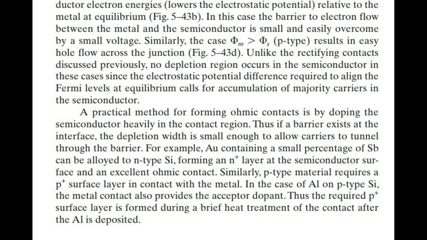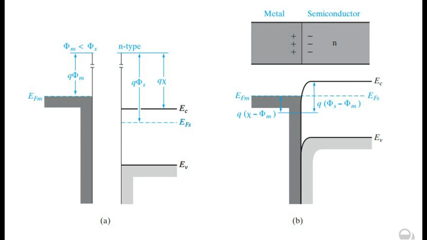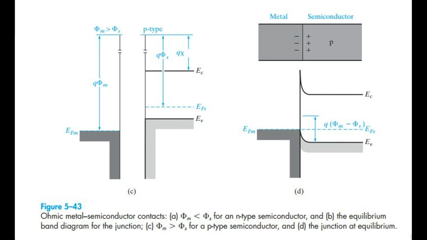Figure 5-43. Ohmic metal semiconductor contacts. A, Φm < Φs for an N-type semiconductor, and B, the equilibrium band diagram for the junction. C, Φm > Φs for a P-type semiconductor, and D, the junction at equilibrium.